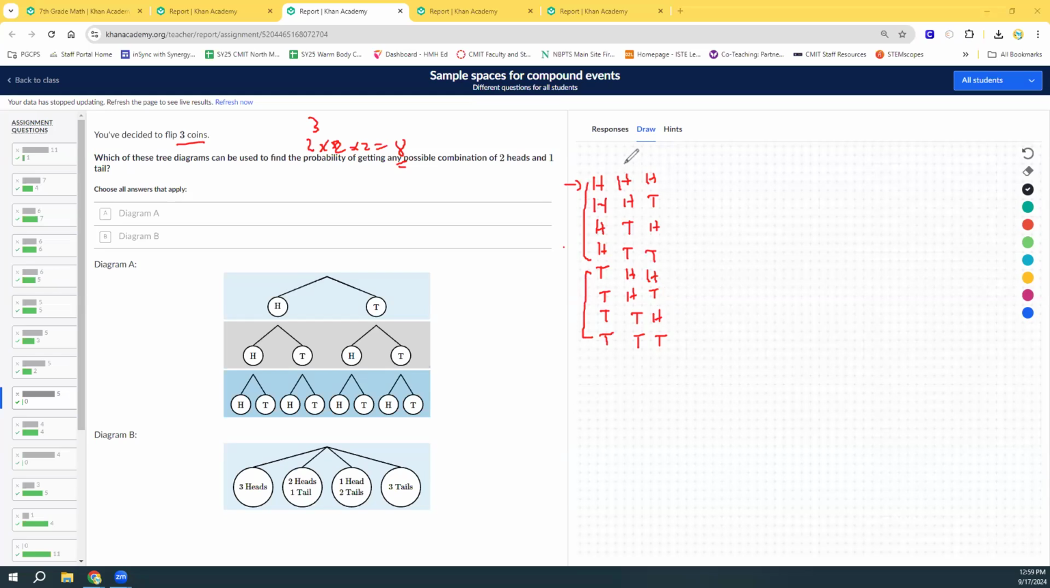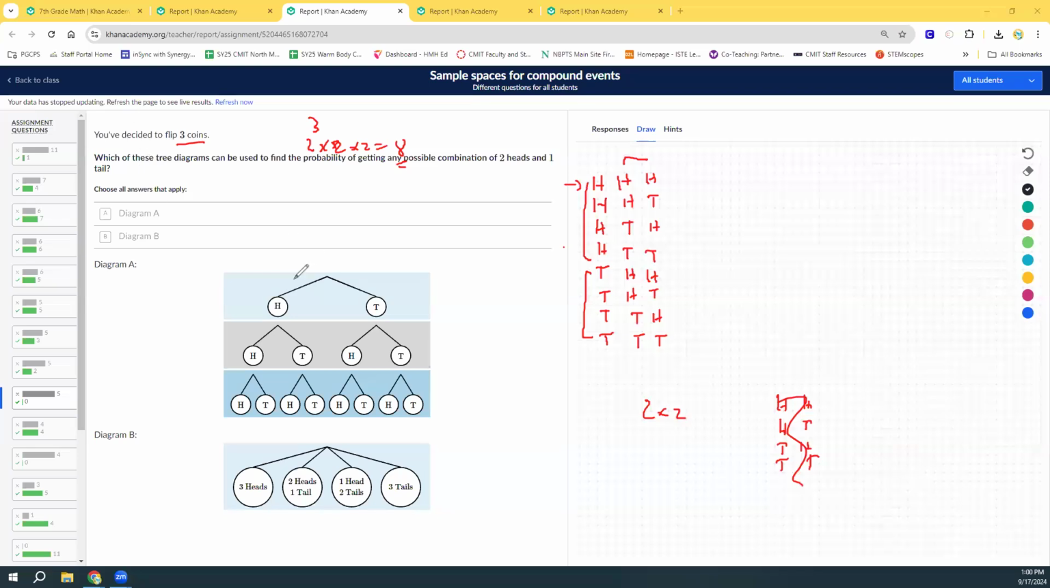If you just had 2 coins, it would just be 4 possibilities, right? So it's going to be heads, heads, tails, tails, and then heads, tails, heads, tails. Kind of use the same sort of thing.